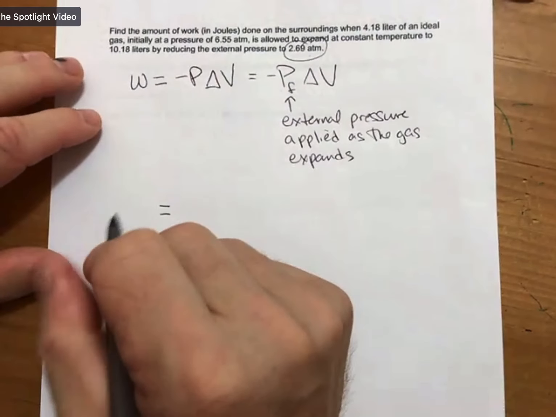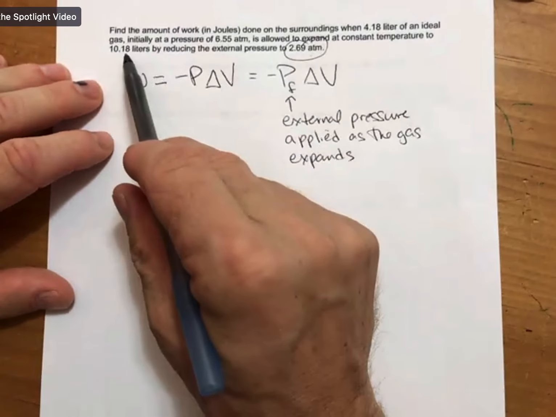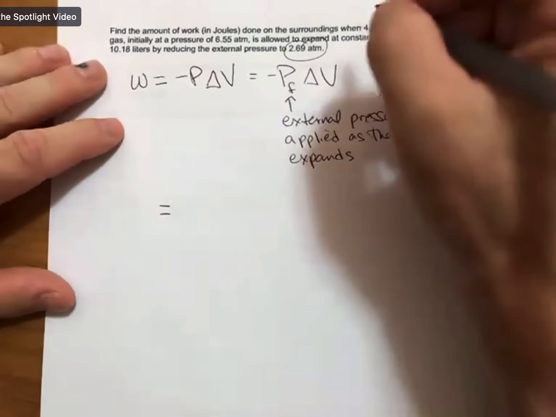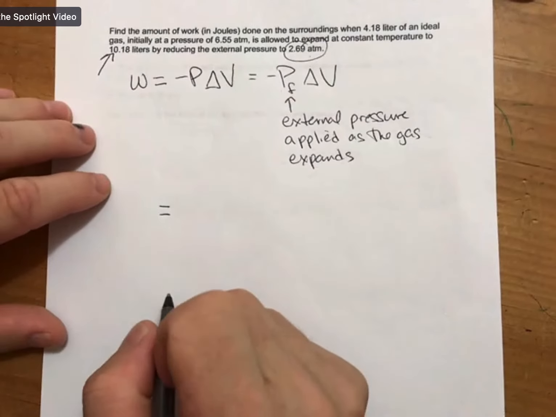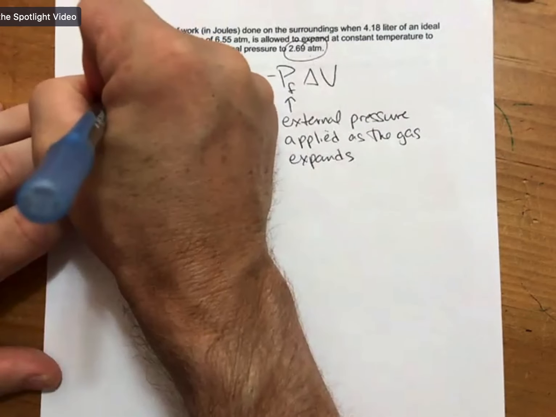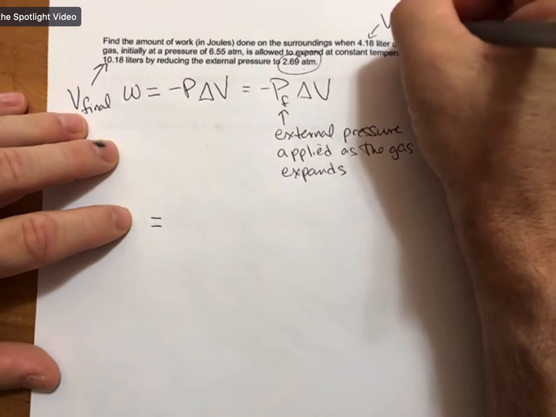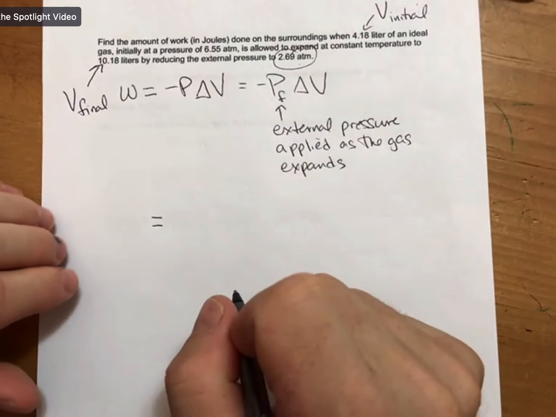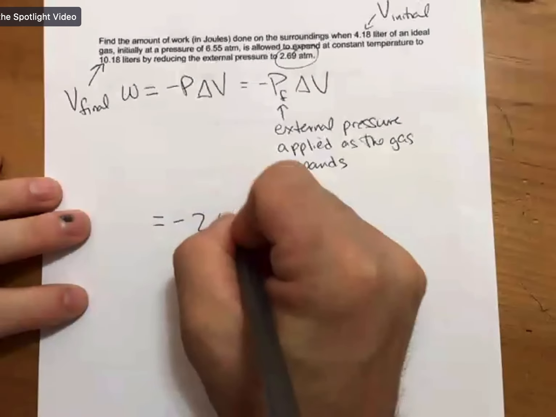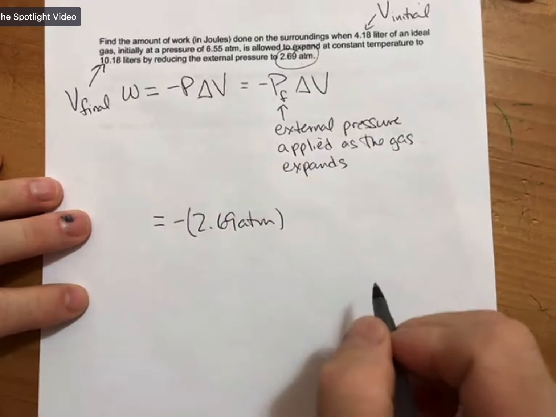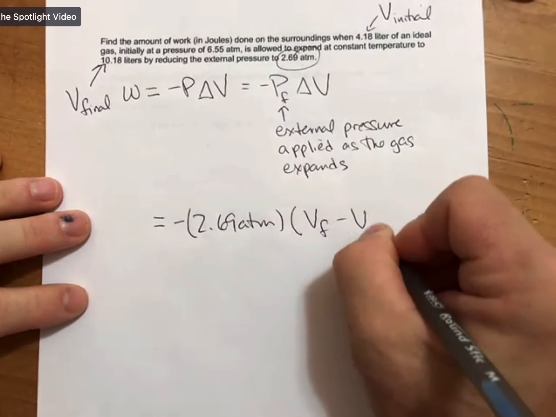Now, let's see. We start at 4.18 liters. We end at 10.18 liters. So 10.18 liters will be our final volume, V sub F, or V sub final. Our initial volume will be 4.18 liters. And filling this in now, we've got 2.69 atmospheres. And our delta V is always V final minus V initial.